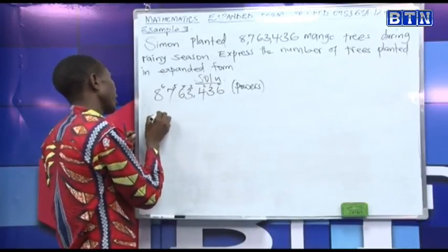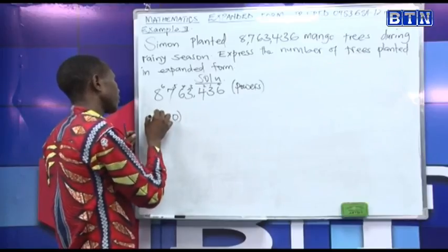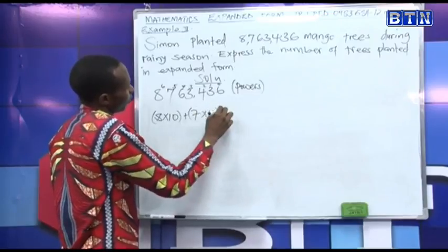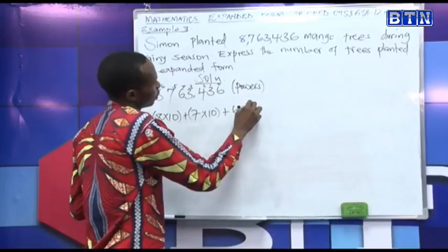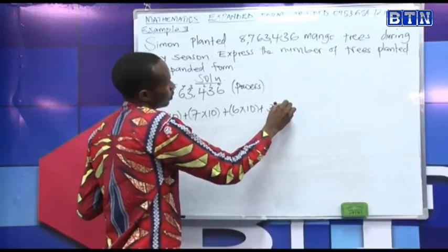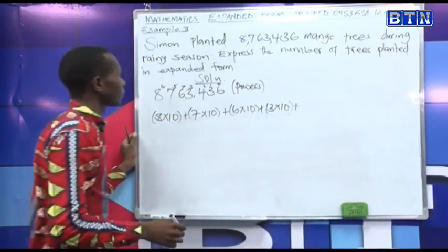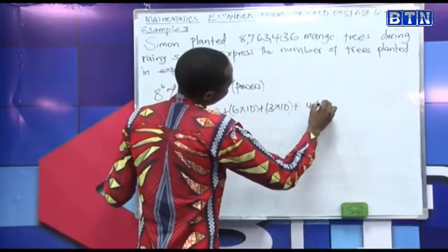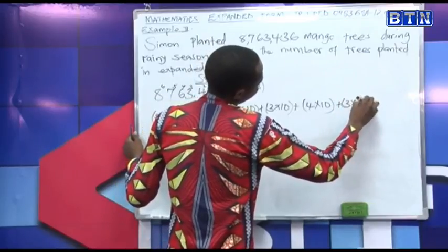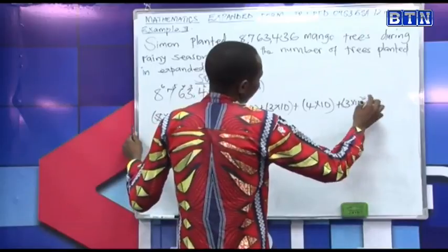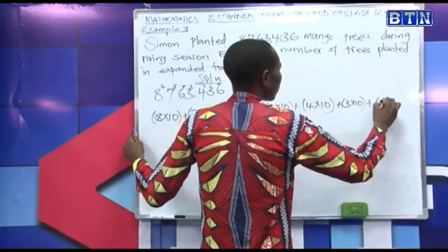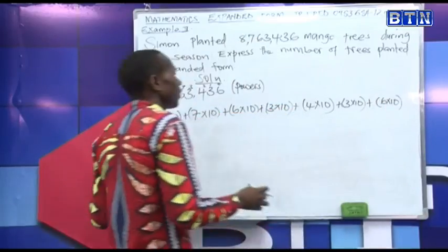just like we're saying 8 times 10 plus 7 times 10 plus 6 times 10 plus 3 times 10 plus 4 times 10 plus 3 times 10. At the same time, we shall summarize with the last one by saying plus 6 times 10. So I want us to look at this.